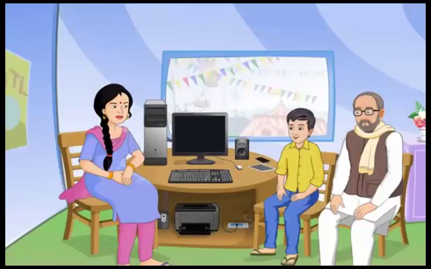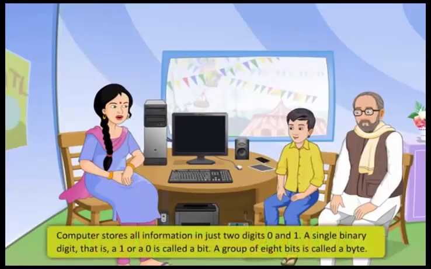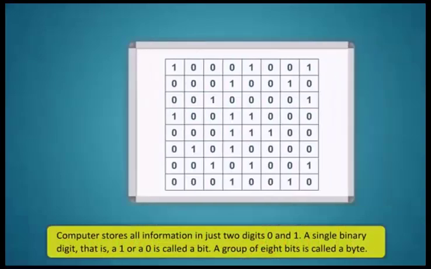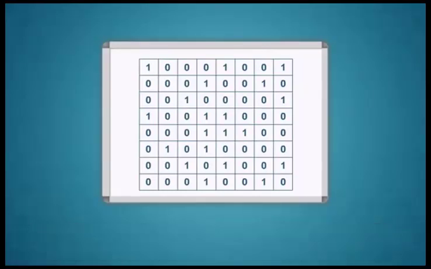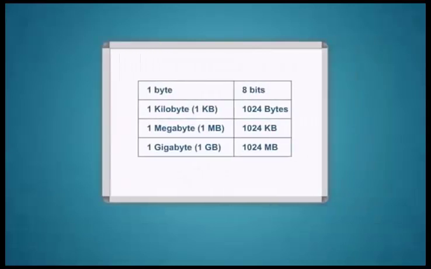So how does a computer store data in its memory? A computer stores all information in just two digits, 0 and 1. A single binary digit, that is, a 1 or a 0, is called a bit. A group of 8 bits is called a byte. Look at this table. It shows the relationship between bits and bytes.